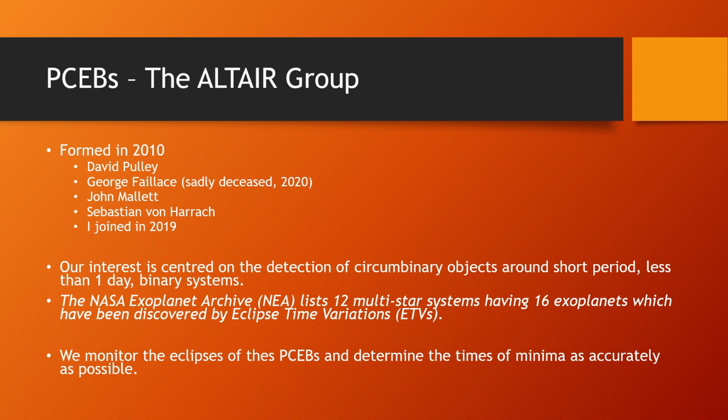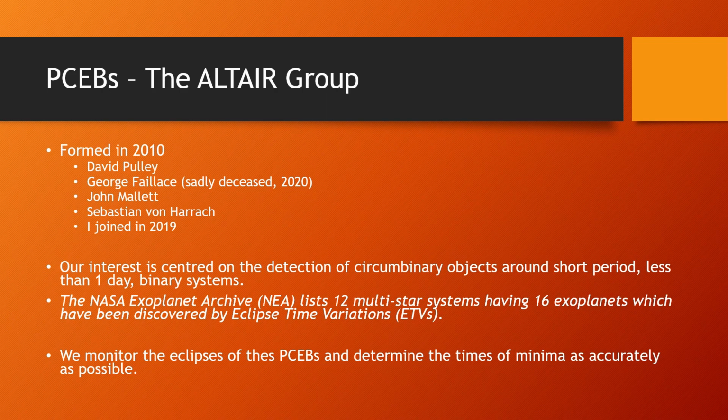And John Mallet, also from Selsey, he's really responsible for getting me involved. And also John is very keen on the accuracy of our photometry, and he's the one behind the initial photometric work, as I'll talk about later, that we use as our main photometric system. And then there's Sebastian von Harrach. He's a PhD. He keeps us on track with some of the maths and the physics when it comes to writing the papers mainly. So it's a good team. We all have different skills. And as it says, we're interested in the detection of circumbinary objects around these very short period post-common envelope binary stars.